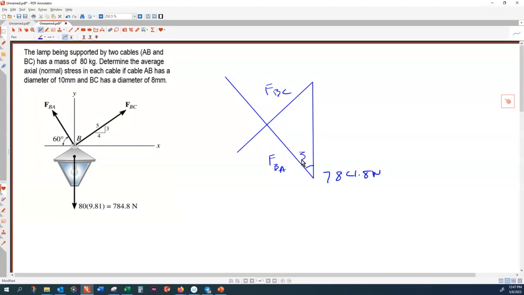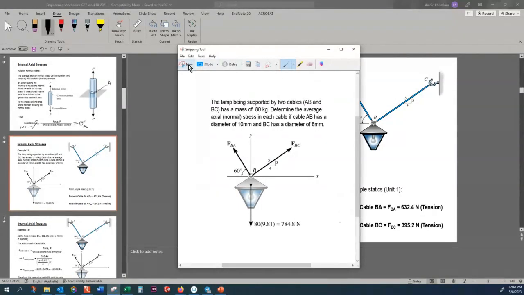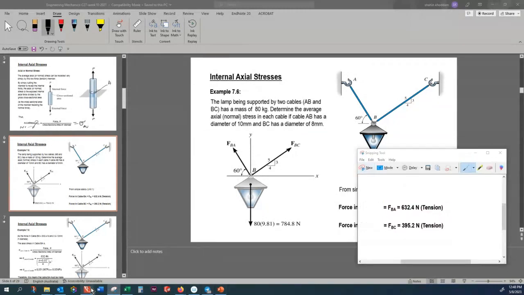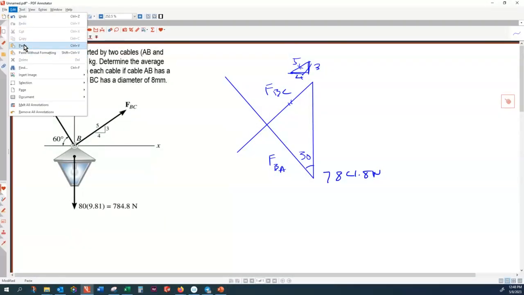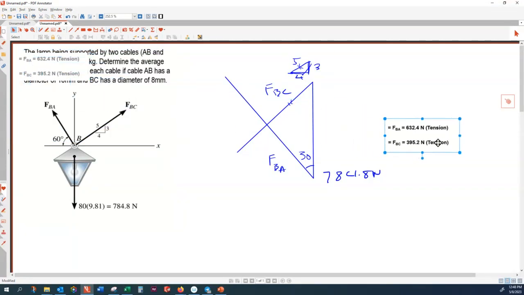This one is a 30-degree angle. This and this, they are a 3, 4, 5 triangle. So by solving this triangle, I find out the forces FBA and FBC. So both forces are in tension. By solving this triangle, you find out the forces.